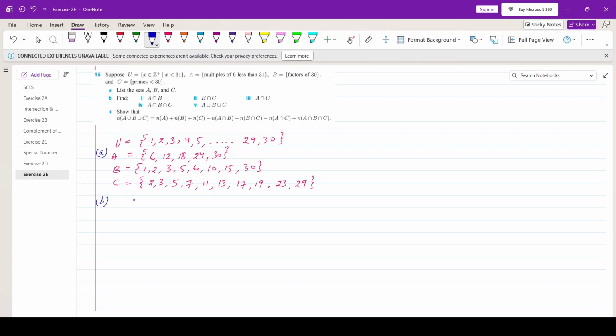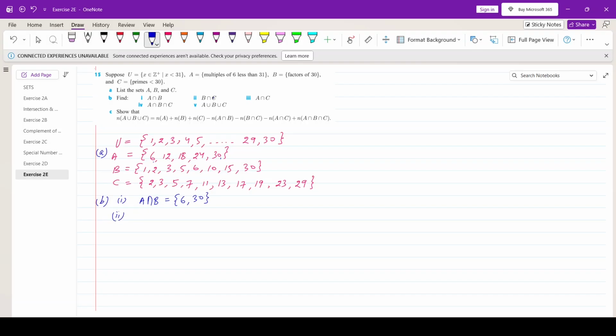Part B says find A intersection B. So A intersection B will be 6 is present here, 12 is not present, 18 is not present, 24 is not present, and 30 is present. So 6 and 30.